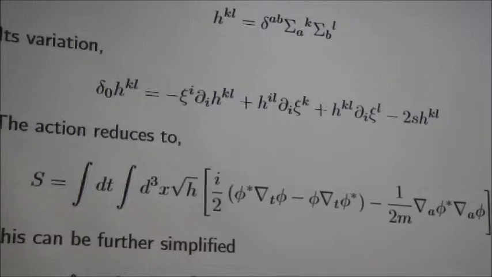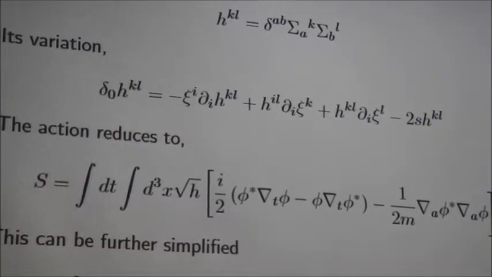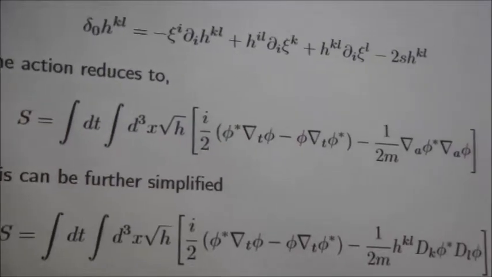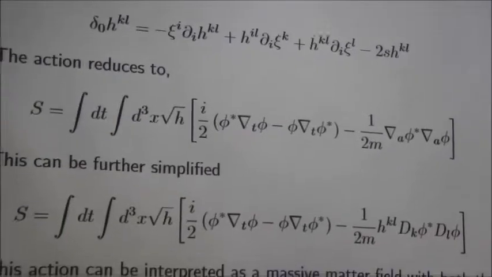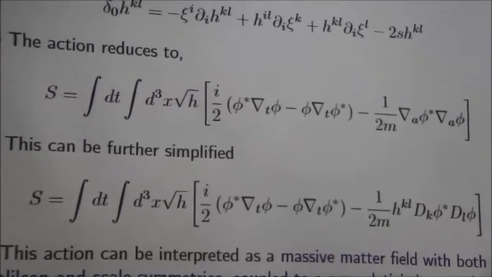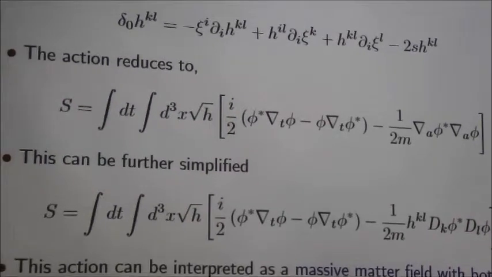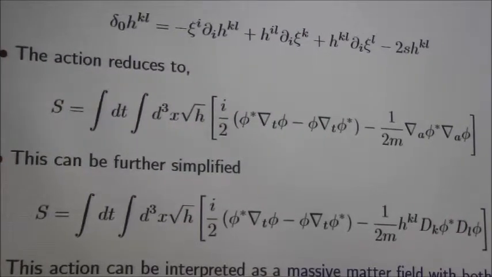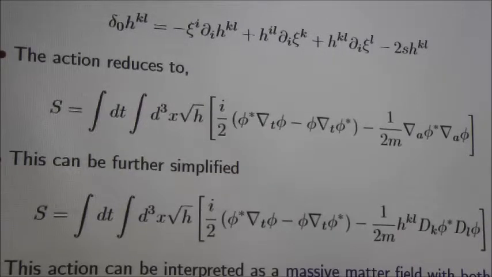So the action, incorporating all these facts, reduces to this. And for the Schrodinger case, I can simplify it using the definition of grad A phi to get this action. So this action can be interpreted as a massive matter field with both Galilean and scale symmetries coupled to a non-relativistic curved background.